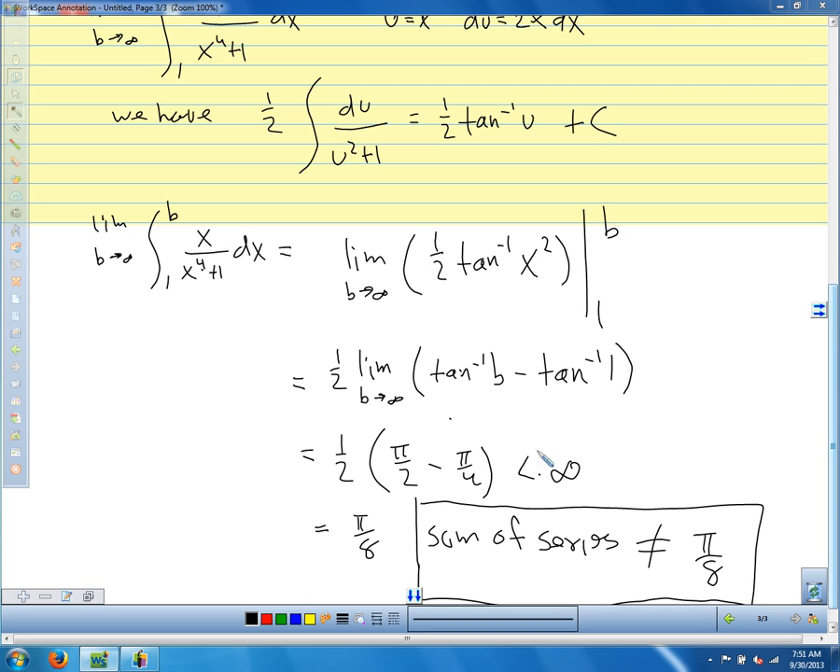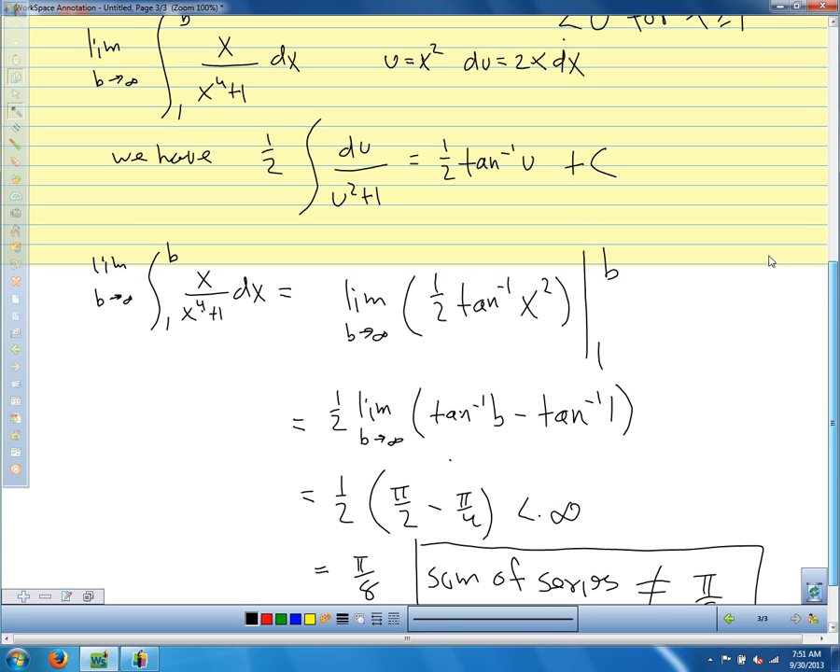Questions on the integral test? Do you guys like the integral test? No. When you can use it, it's kind of nice. A lot of times there are other arguments that are a little slicker, a little quicker to argue for convergence.